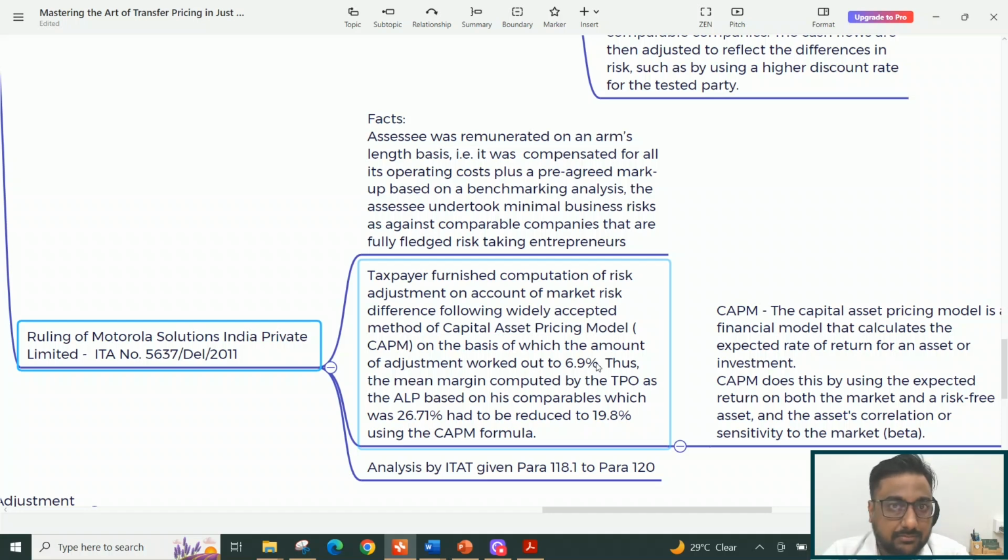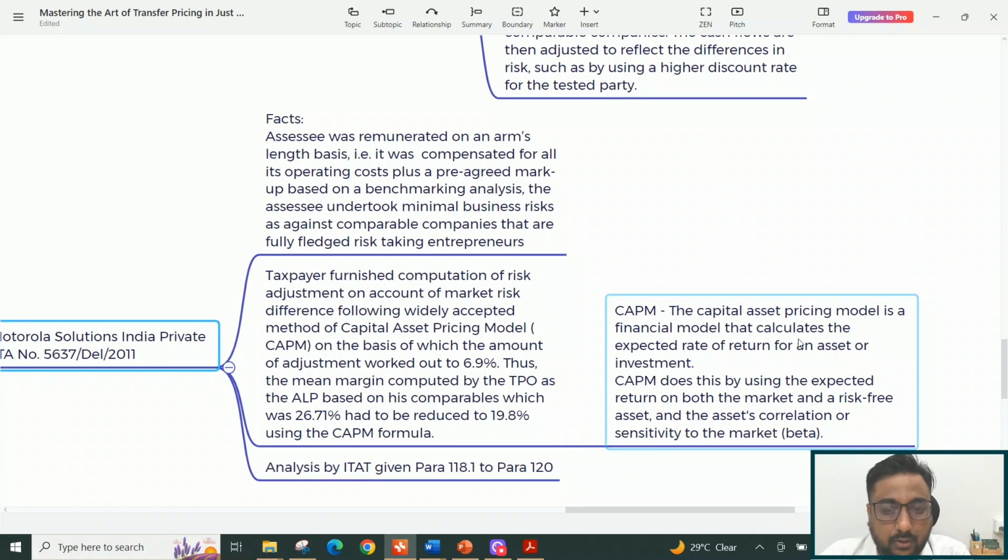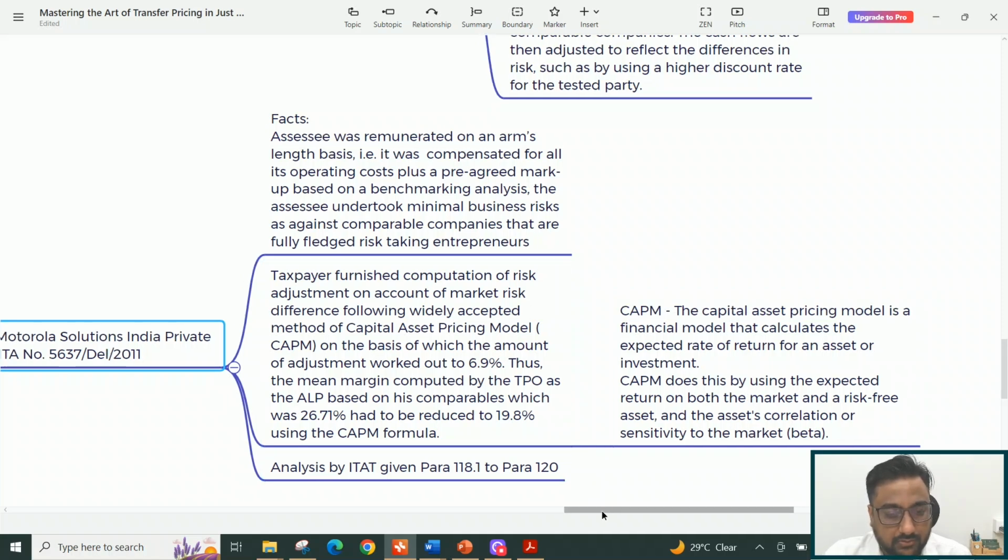Now the capital asset pricing model is basically a financial model that calculates the expected rate of return for an asset or investment. CAPM does this by using the expected return of both the market and a risk-free asset, and the asset's correlation or sensitivity to the market. That is how CAPM works. I've just given a basic understanding of that, and the analysis is given under paras 118.1 to 120.